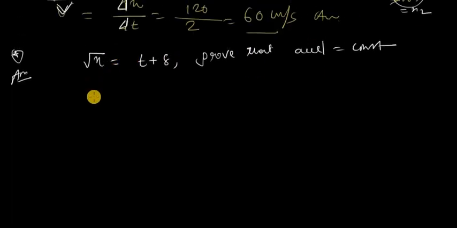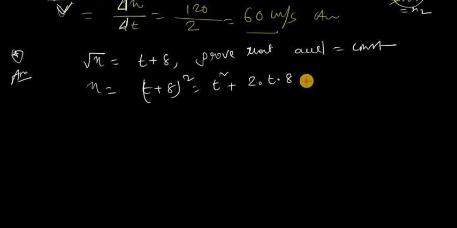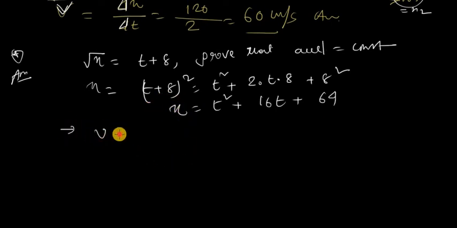So x is equal to t plus a whole square, and this is t square plus 2ab plus b square. So it is t square plus 16t plus 64, that is x. Okay, then what is velocity? Velocity is d/dt of x, differentiation of x with respect to time.